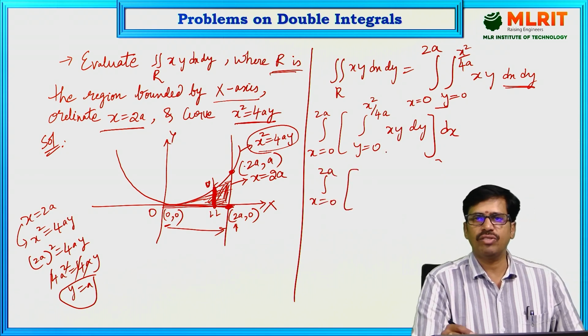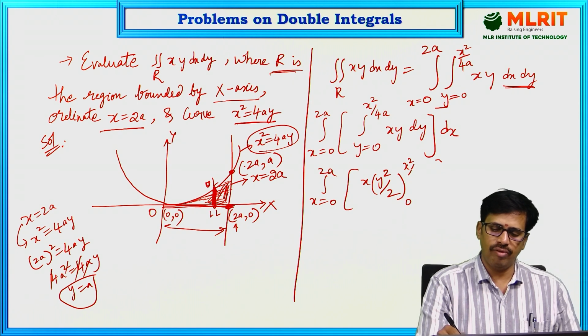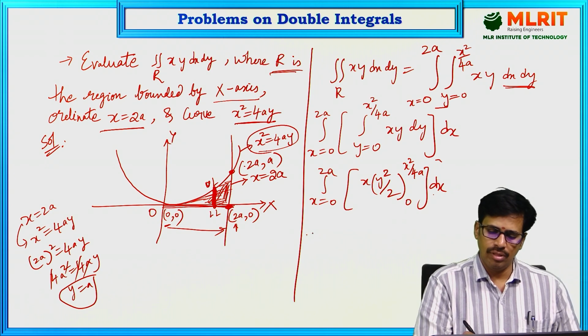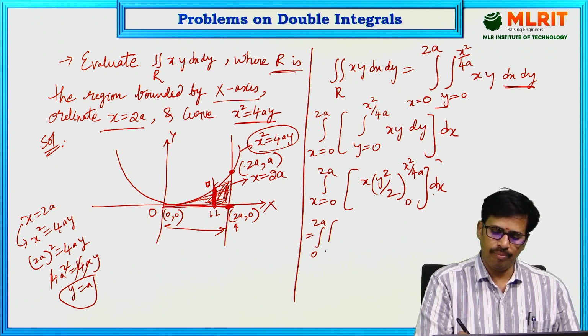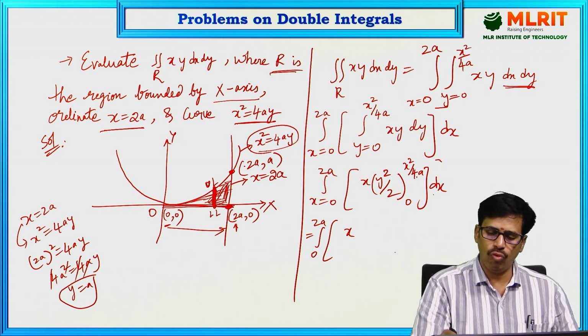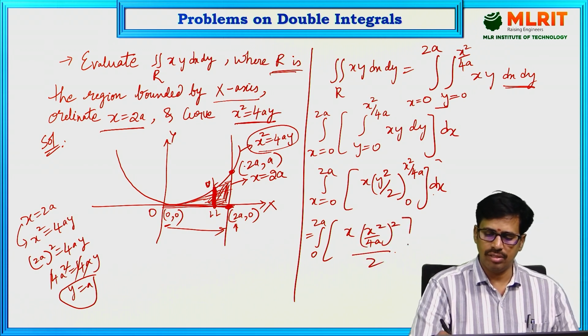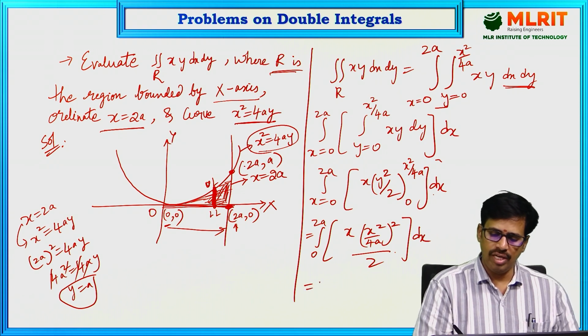What is integration of xy dy? x into y square by 2. And what are y limits? 0 to x square by 4a, then dx. So x equal to 0 to 2a, x into, in place of y substitute upper limit x square by 4a whole square, total divided by 2 minus 0. So we can easily evaluate this.